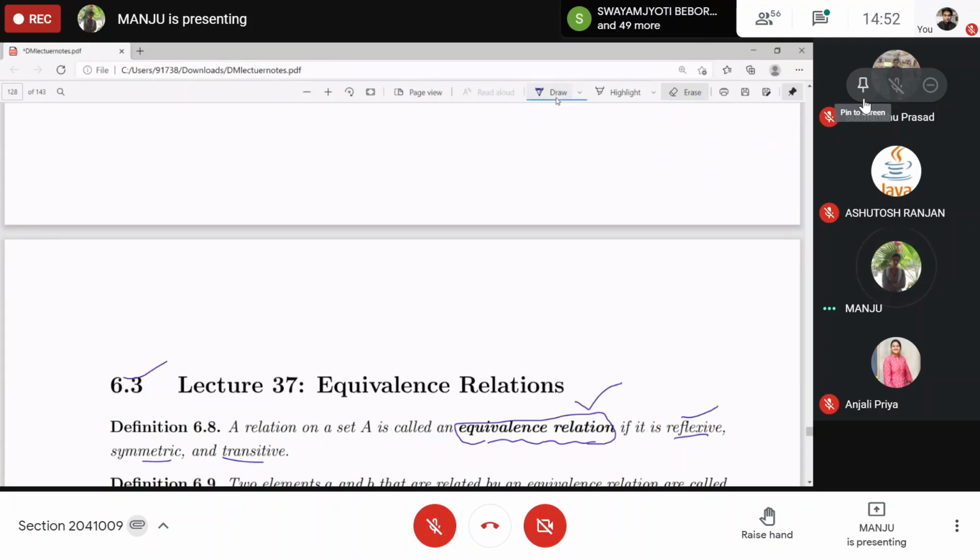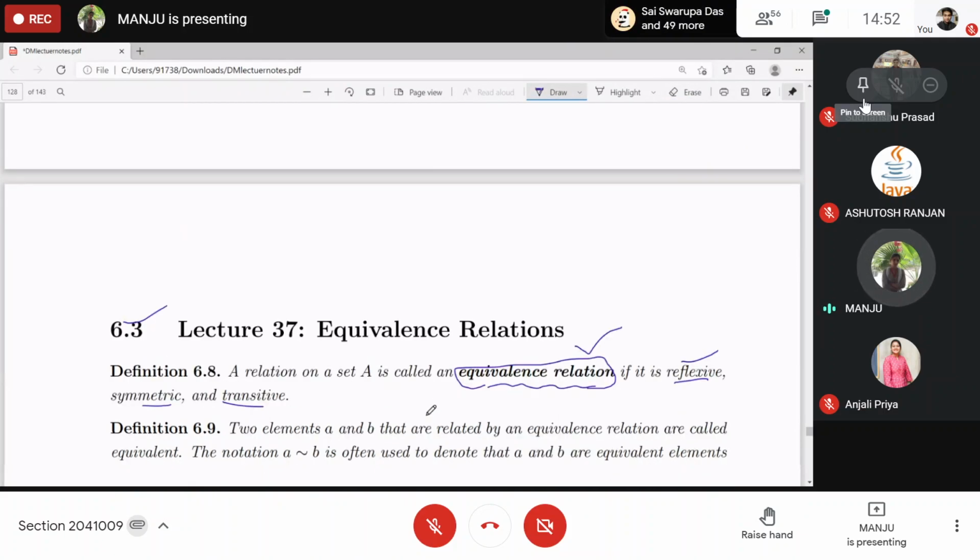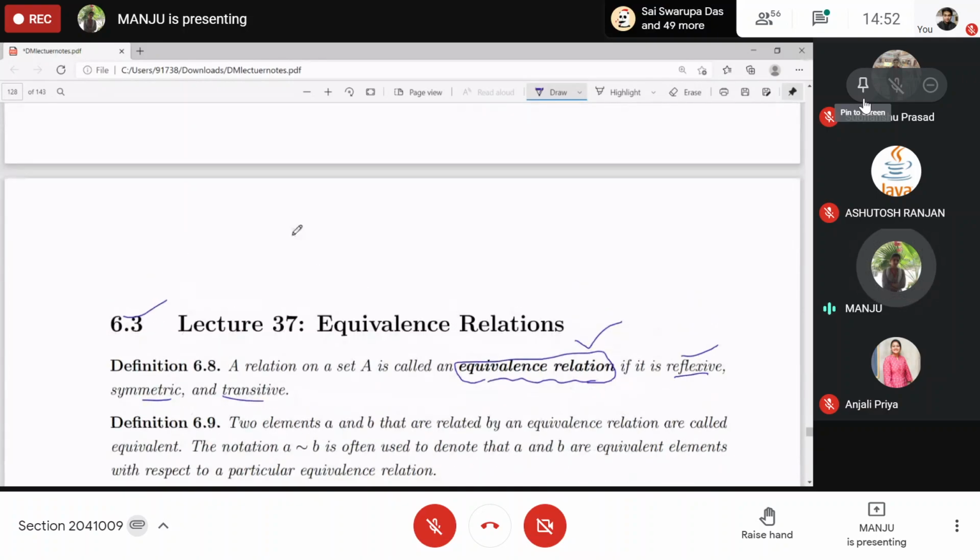Now, if any relation becomes an equivalence relation on set A, then two elements related via this equivalence relation can be said to be equivalent. A is equivalent to B. If A and B are related via this equivalence relation, then A is equivalent to B, and its notation is this one.